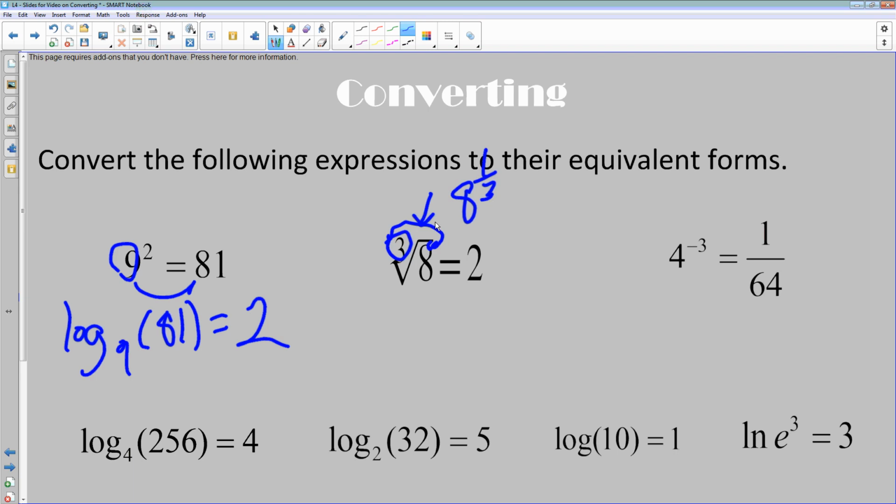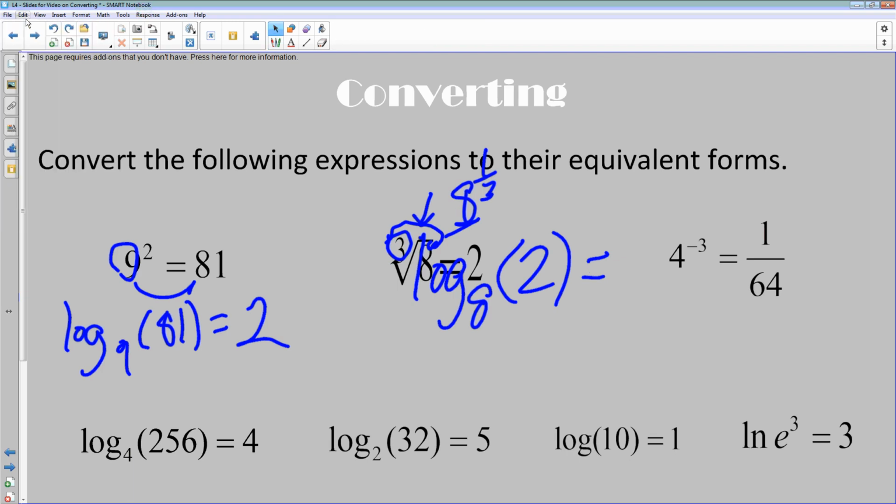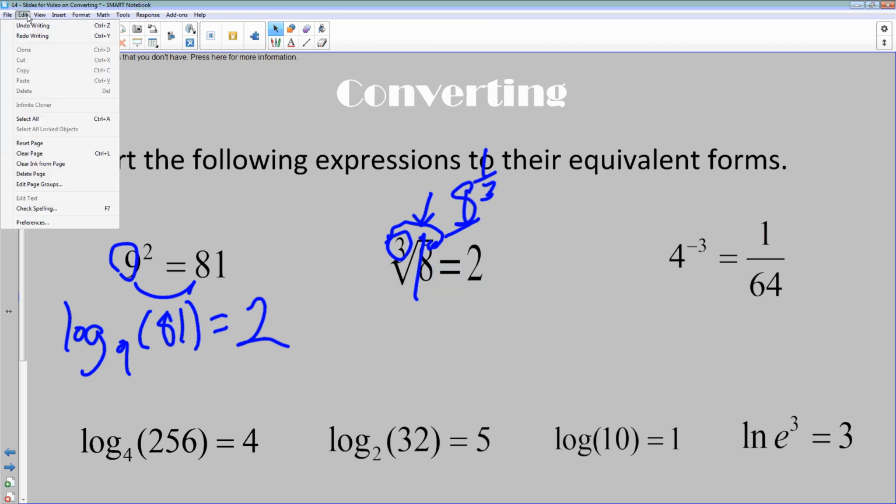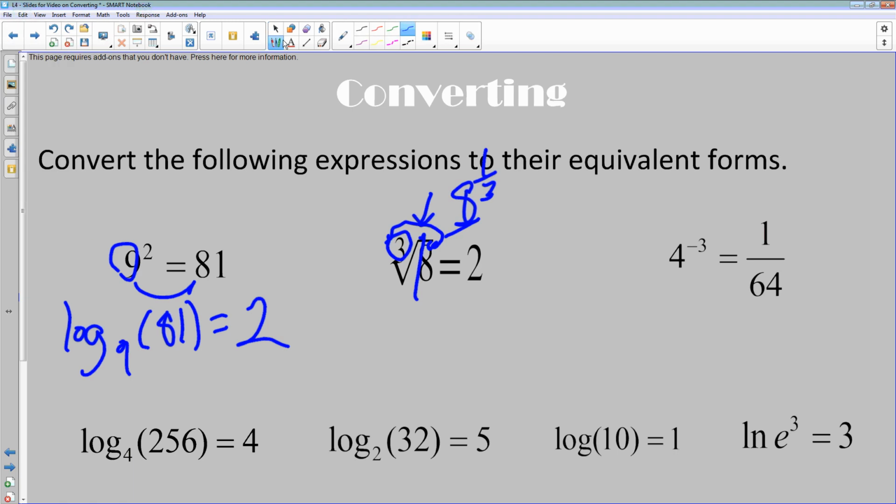So this is the same as 8 to the 1/3. So our base is 8. So it's going to become log base 8 of 2 equals, whoops, sorry about that. Gonna undo my move there. It decided to move on me for some reason. Edit, undo. All right, let's go back. So 8 is our base, so it's going to be log base 8 of 2 equals 1/3.